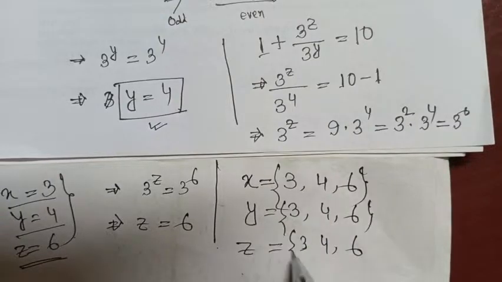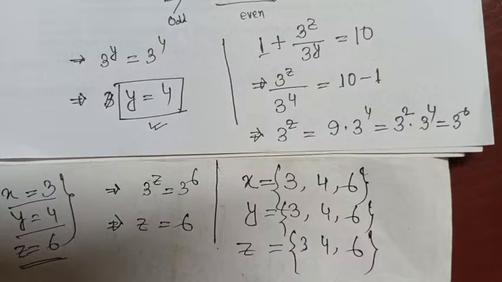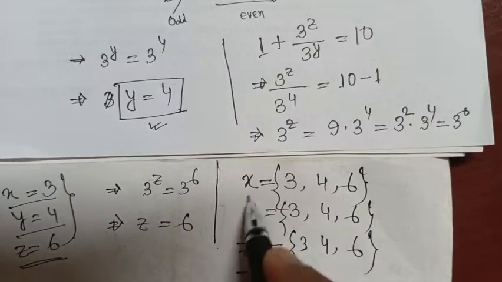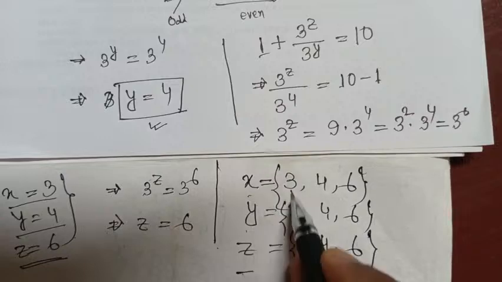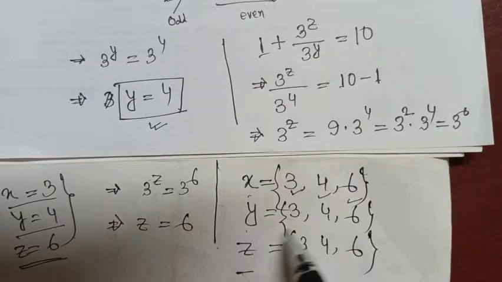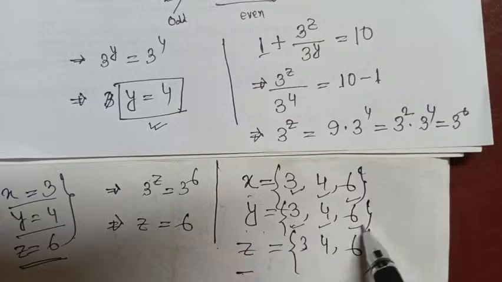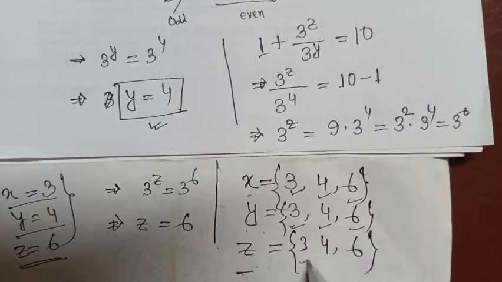So here we got the possible values of x, y and z. The possible values of x should be 3 or 4 or 6, y should be 3 or 4 or 6, and z should be 3 or 4 or 6.